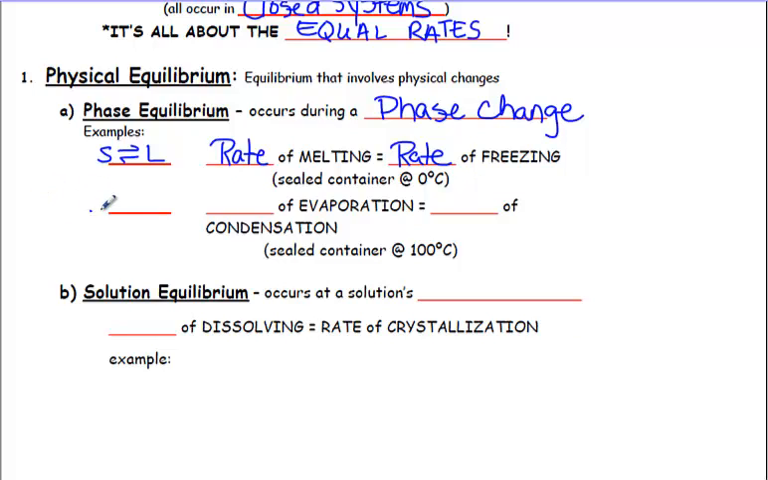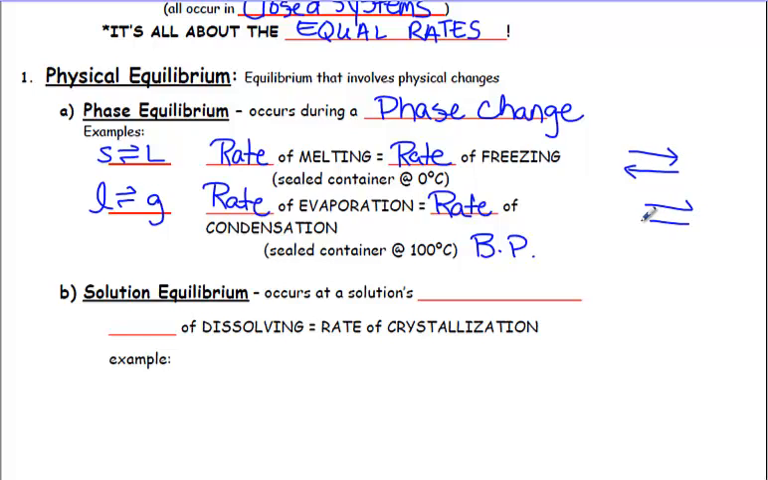Another one would be a liquid, and I'm just going to abbreviate my arrows here. So a liquid to a gas is when the rate of evaporation is equal to the rate of condensation at 100 degrees Celsius. So we know that. This is the boiling point. That's the melting and freezing point. So sometimes you can do your arrows like this instead of actually writing them out. This is my abbreviated way of doing it, a shortcut. Any way you can, that's what chemists like to do.